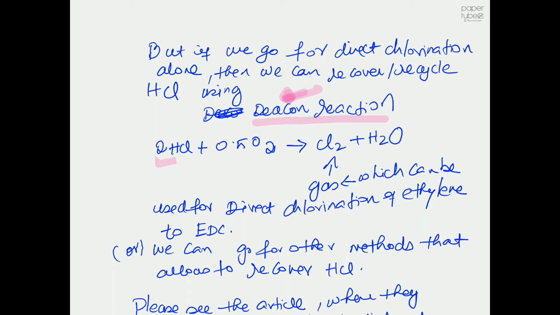So 2 moles of hydrochloric acid reacts with half a mole of oxygen to give chlorine, plus a water molecule. Chlorine, just to remember, is a gaseous product. We're performing this reaction at a very high temperature. Yeah, so this is one way to recycle your hydrochloric acid into chlorine, and this chlorine obviously we can use as a reactant in order to produce more vinyl chloride monomer. Yeah, so we can use this chlorine for the direct chlorination reaction.